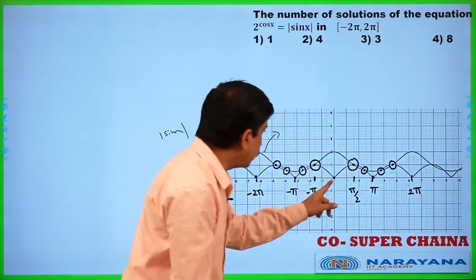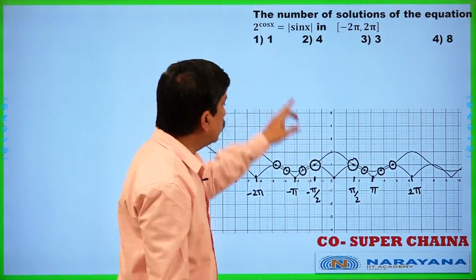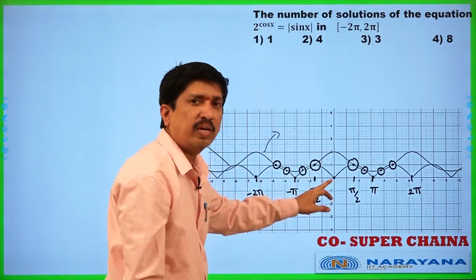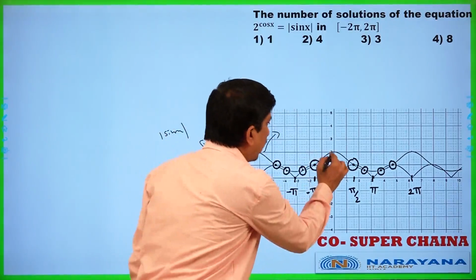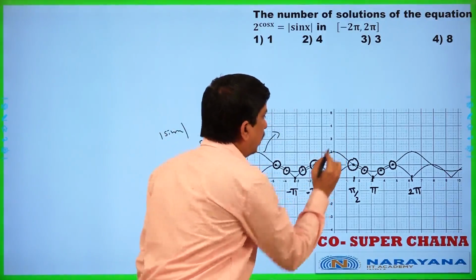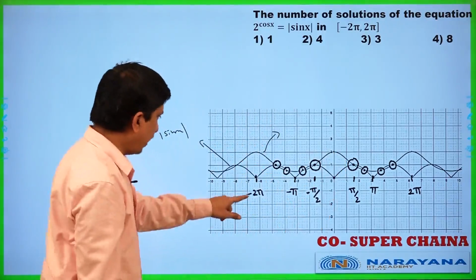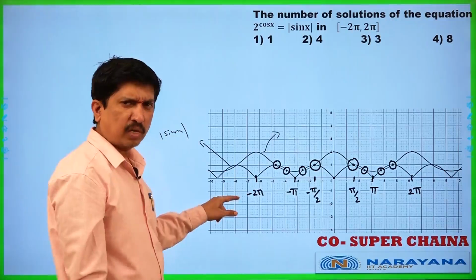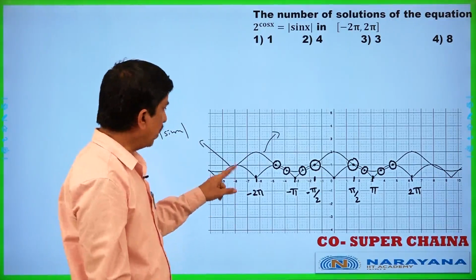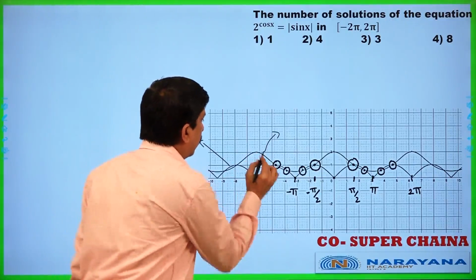And again, 2 power cos 0 degrees. Cos 0 degrees is 1, so 2 power 1; here also you are getting it, isn't it? Again minus 2 pi: cos of minus 2 pi is cos 2 pi, that is also 1, here you are getting it like that. Okay, now.